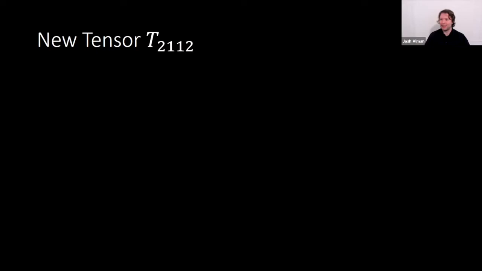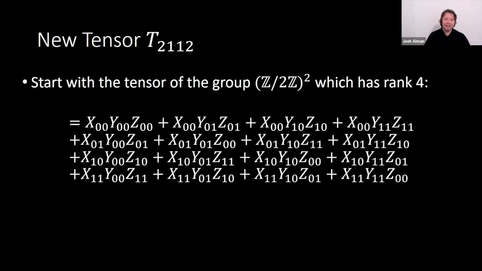So I'm going to start with this tensor. This is the tensor of the abelian group Z mod 2 squared, the square of the cyclic group of order 2. You can see in this tensor, all the indices entry-wise add up to 0 mod 2. Because it's the tensor of an abelian group, its rank equals the size of the group, which is 4. So this is a rank 4 tensor. This is our starting point.